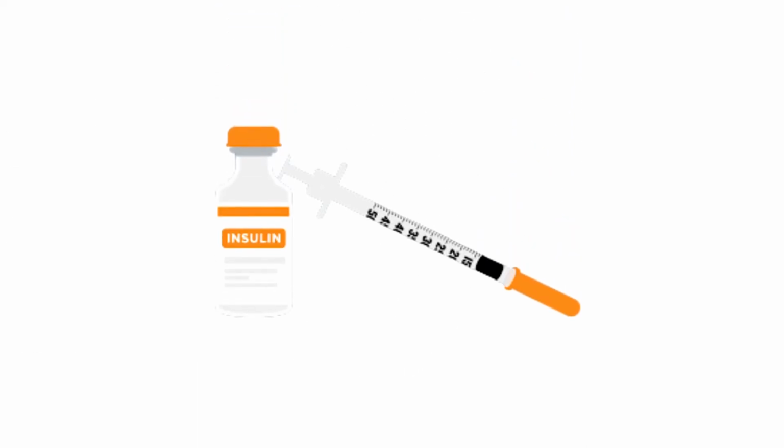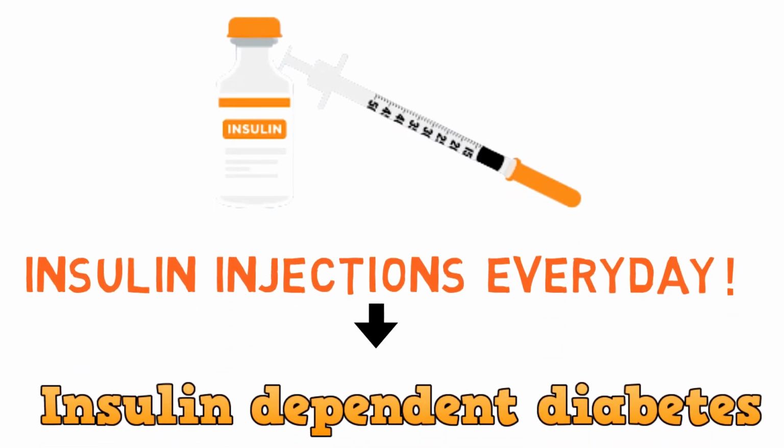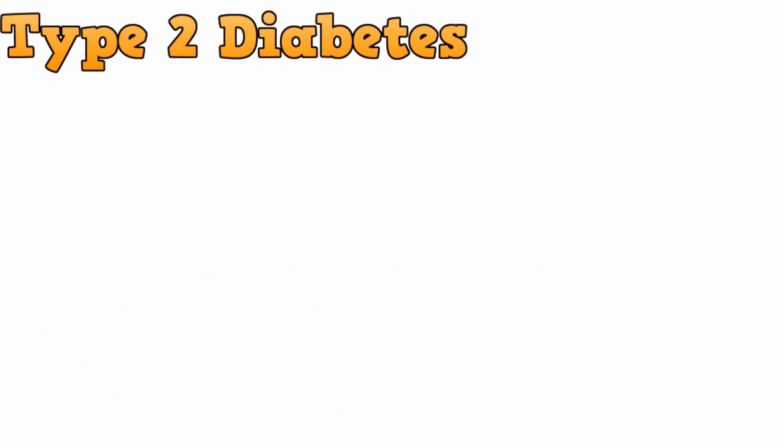Type 1 diabetes is usually diagnosed in children and young adults but can develop at any age. People with type 1 diabetes need to take insulin injections every day, and that is why it is also called insulin dependent diabetes. The second type of diabetes is type 2 diabetes.